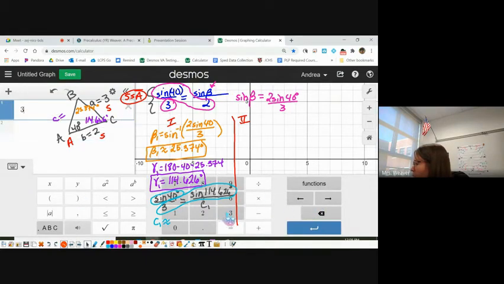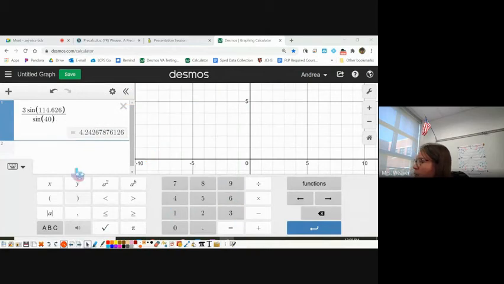Okay, so I'm going to do 3 sine 114.626, close that parentheses, divided by sine 40. I can close that parentheses as well. Take a look at my calculator. 3 sine 114.626, that numerator was the cross multiplying. And then we divided by the other number, which was sine 40. So the numerator is my cross multiply and then divide. And I got 4.243 if we're rounding to 3 decimal places. Questions on the calculator?